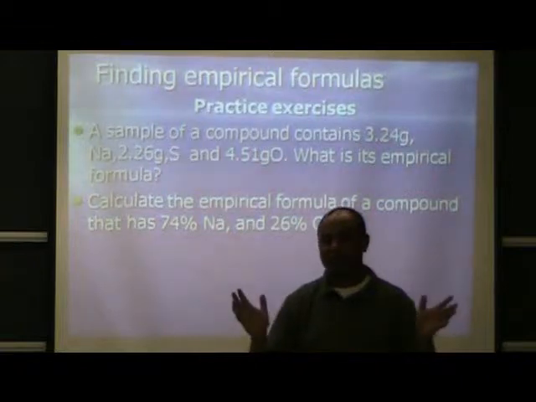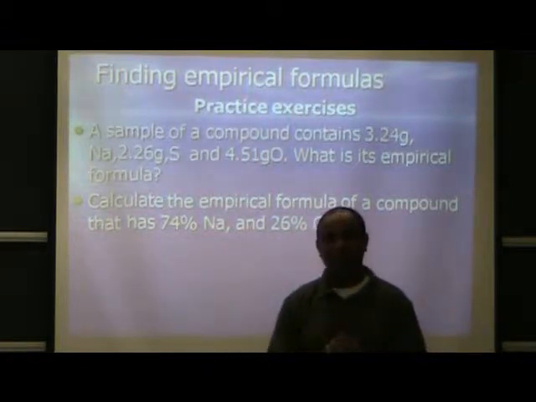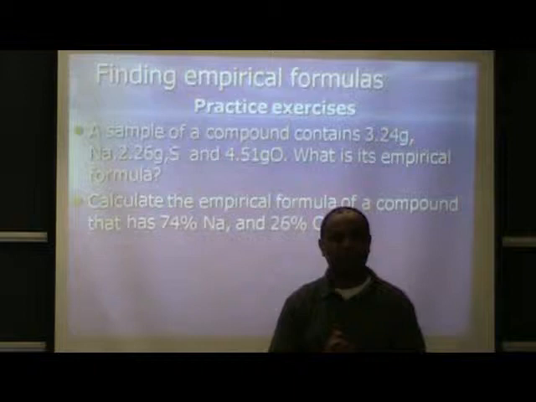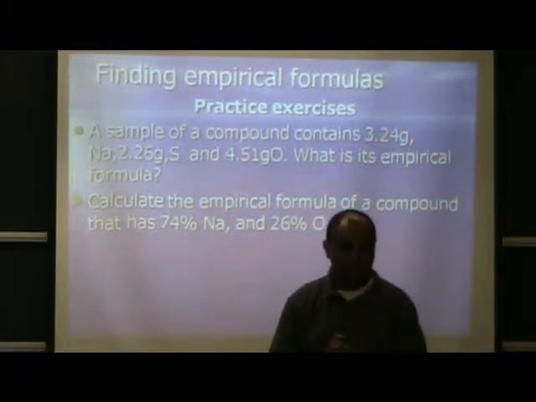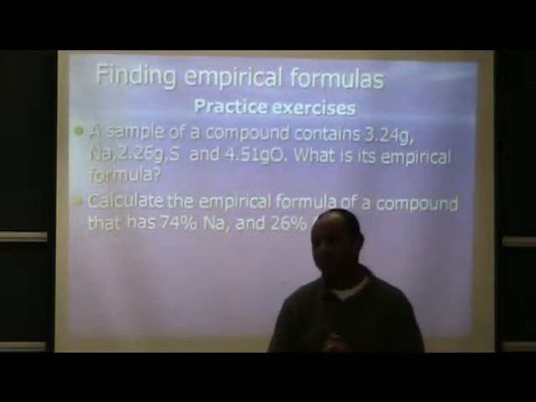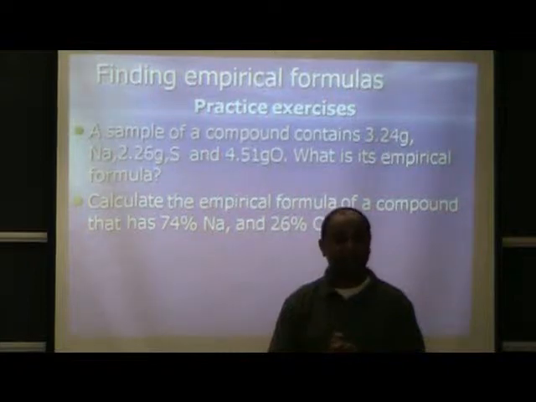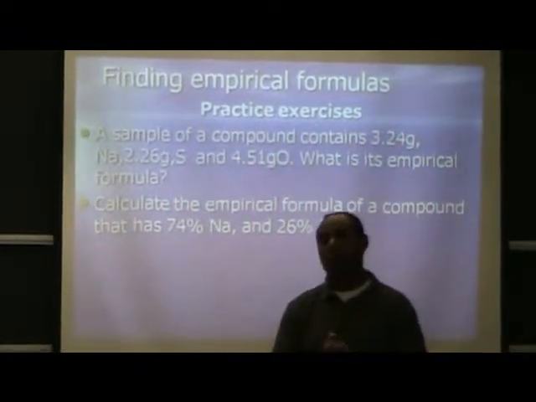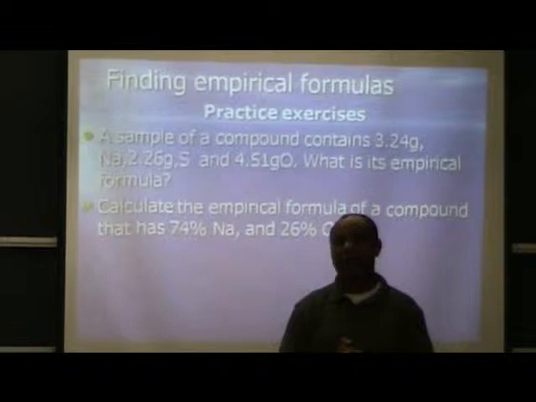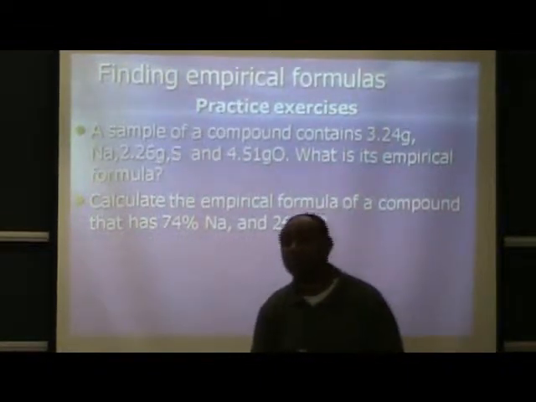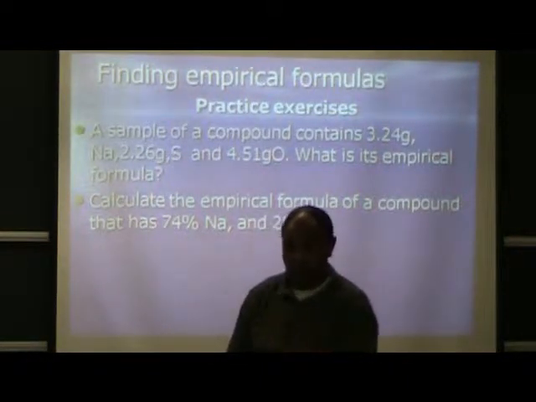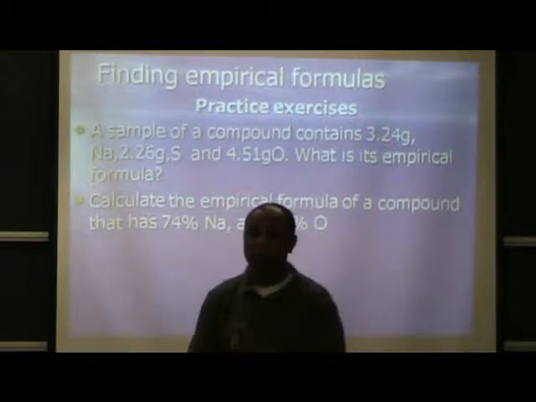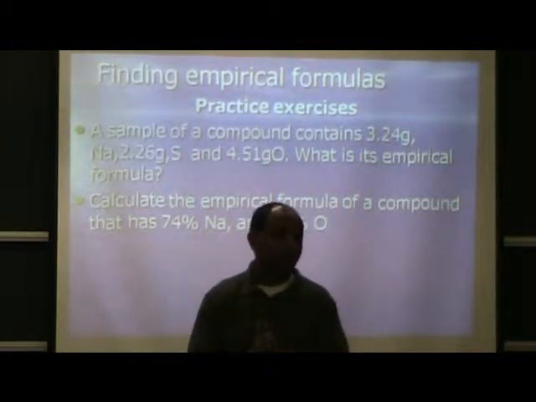How many more ratios do we have? Three more ratios. Which one is the smallest one? The second one, sulfur, 0.07. That's the smallest one. Now what do we do with the smallest one? Divide each mole ratio by the smallest one. That means we have to divide by 0.07.